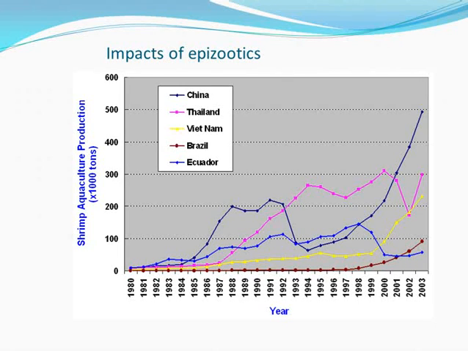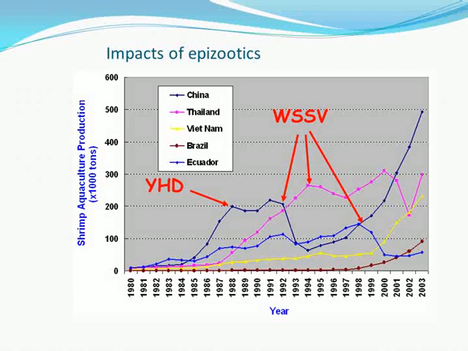An example is that China, the largest shrimp producer in the world, was hit by yellowhead in 1988 and then white spot in 1992. As a result, its total production level dropped by two-thirds, and it took 8 years to recover. Similarly, shrimp aquaculture in Thailand and Ecuador, two other major shrimp producers, suffered greatly due to white spot outbreaks as well.